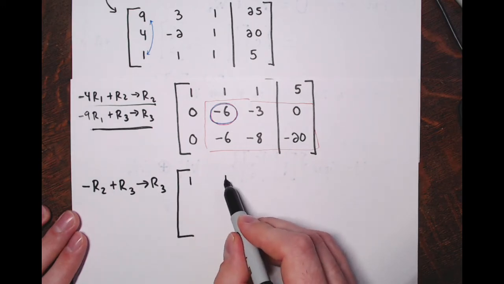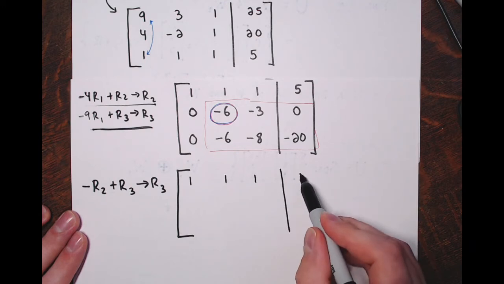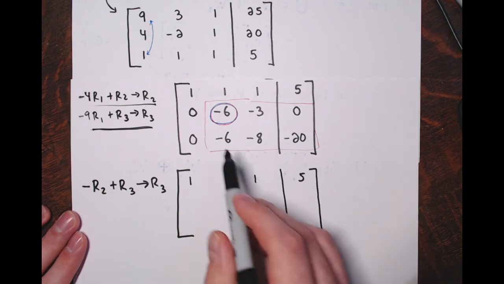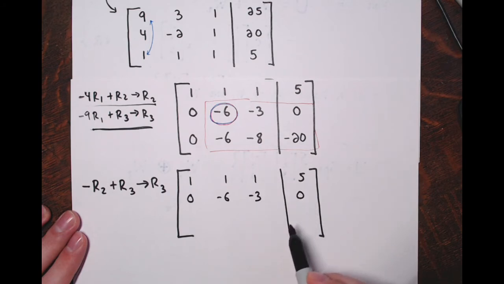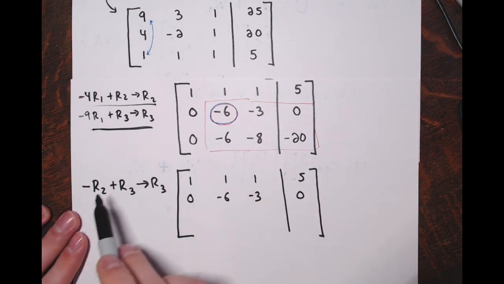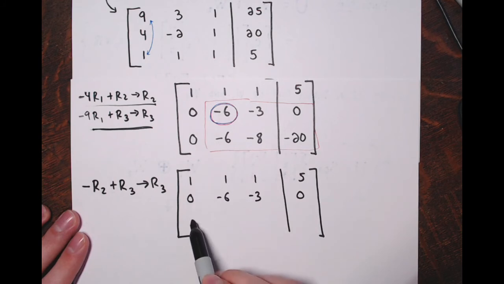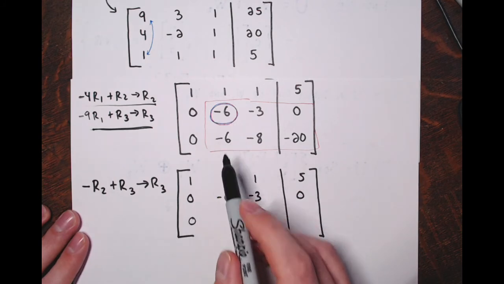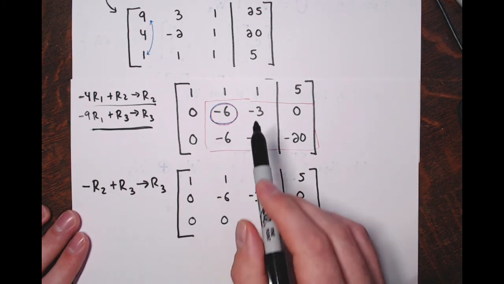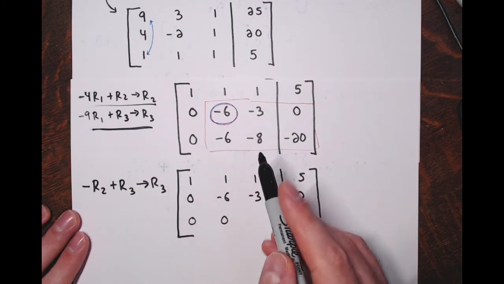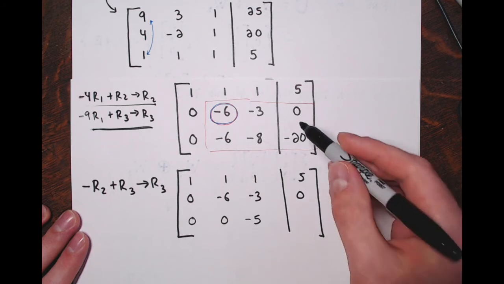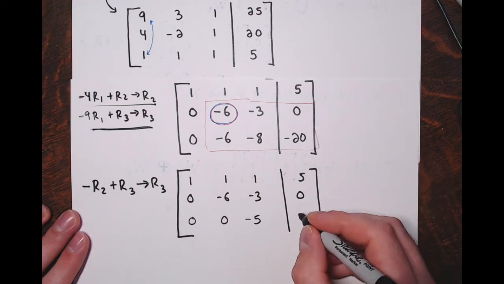So row 1 is the same, row 2 is the same, and now the row 3 changes. So 0 plus 0, 0, 6 plus -6, 0, +3, where I'm multiplying by -1, +3 plus -8, -5, and then 0 plus -20 is -20.